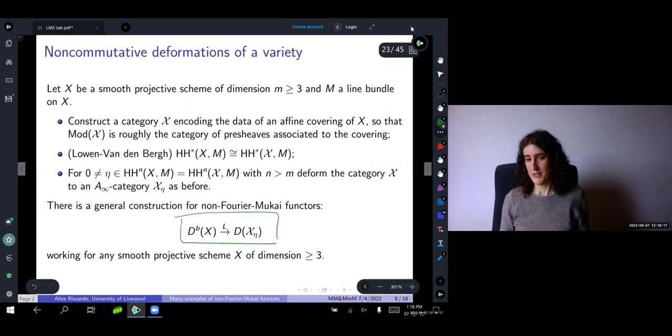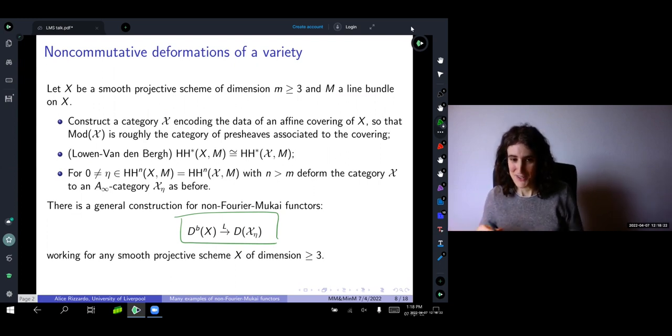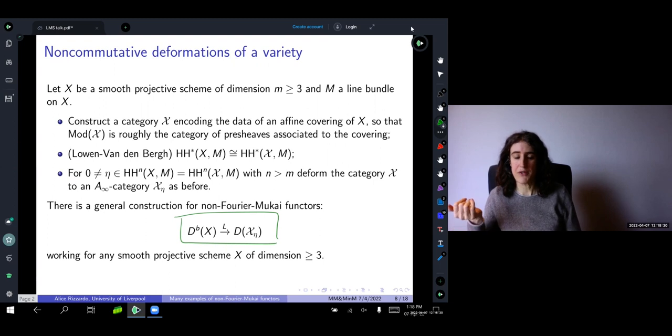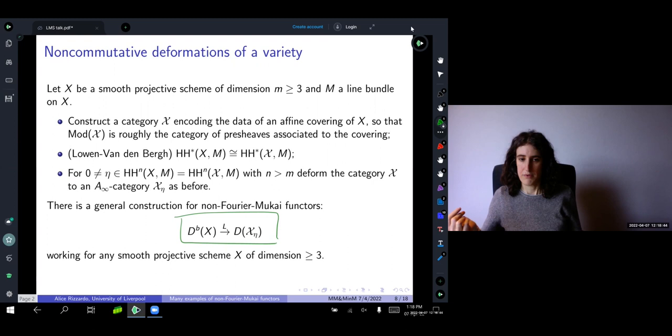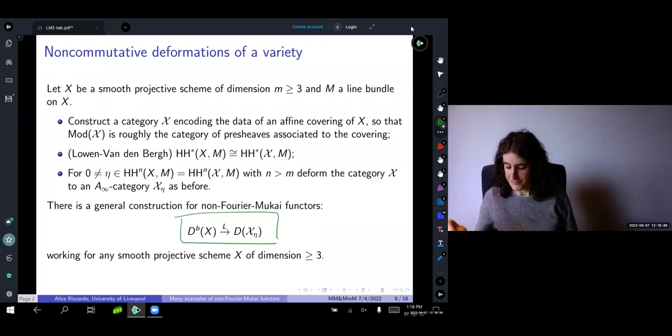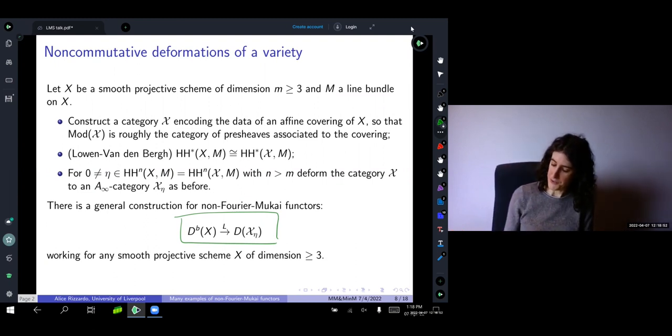And now I've changed my x eta into a chi eta because now we know what that is. This is this kind of non-commutative deformation. And this we can do in general. So this works for any kind of smooth projective scheme of dimension greater or equal 3. There's a condition under Hochschild cohomology for this to work out, but it works out most of the time. So this gives us a ton of non-Fourier-Mukai functors.